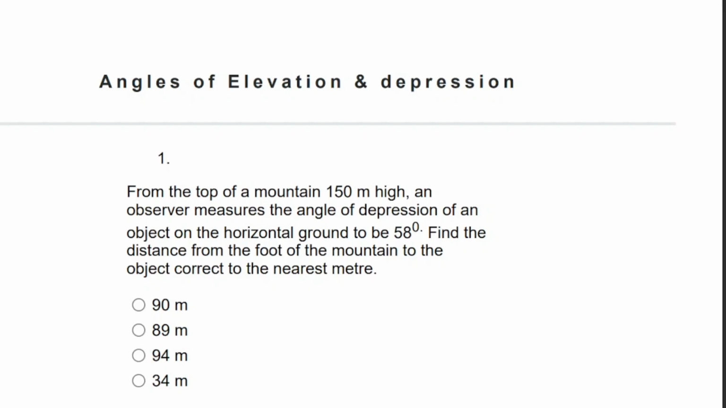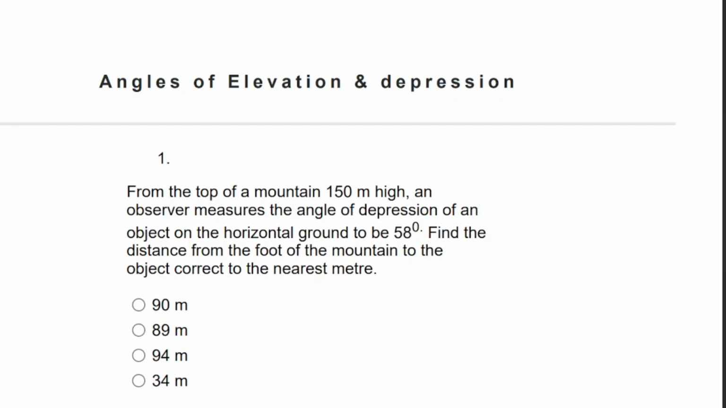So this is the correction to the angles of elevation and depression quiz. We have about 5 questions here as well. From the top of a mountain, 150 meters high, an observer measures the angle of depression of an object on the horizontal ground to be 58 degrees. Find the distance from the foot of the mountain to the object, correct to the nearest meter.